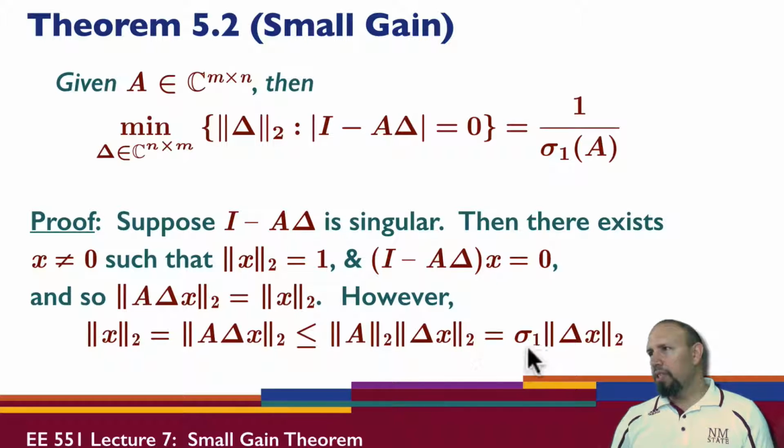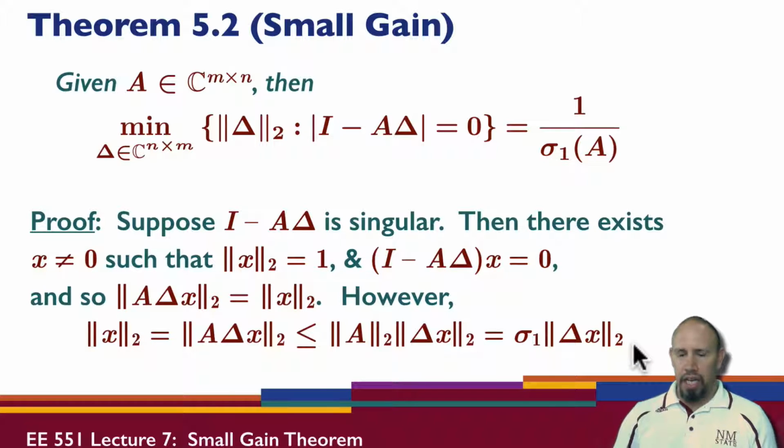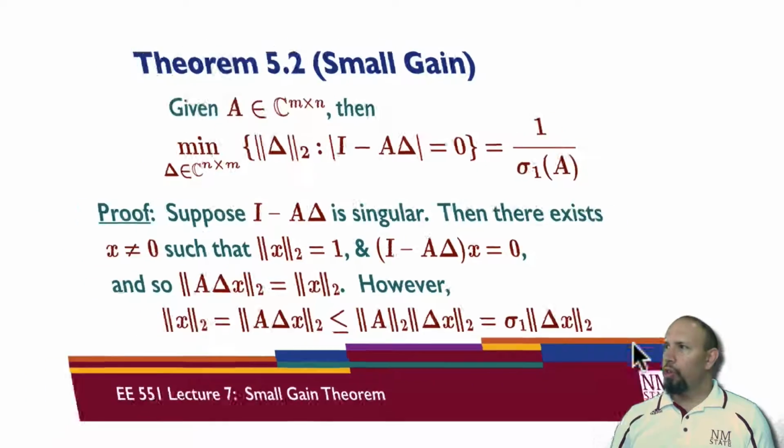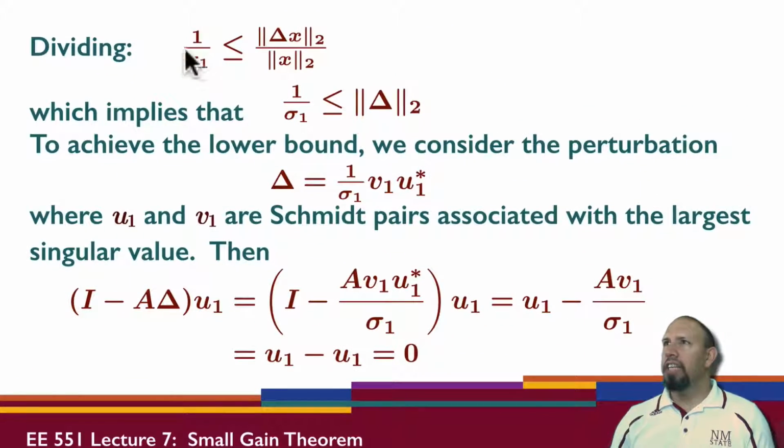A 2 norm is sigma 1, and so we have this relationship. Okay, so we can go through and show then that this inequality gives us this inequality. If we divide through by x and divide through by sigma 1, we get this inequality. So notice I have the 2 norm of delta x over the 2 norm of x. And so this quantity is less than or equal to that ratio, which implies that 1 over sigma 1 is less than or equal to the 2 norm of delta.